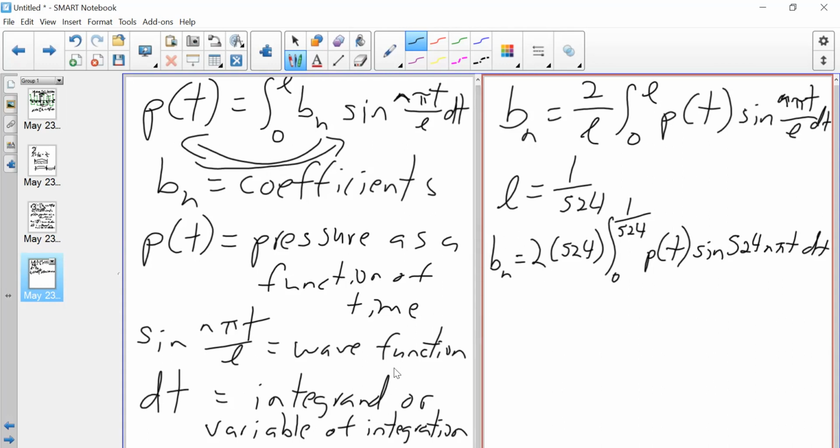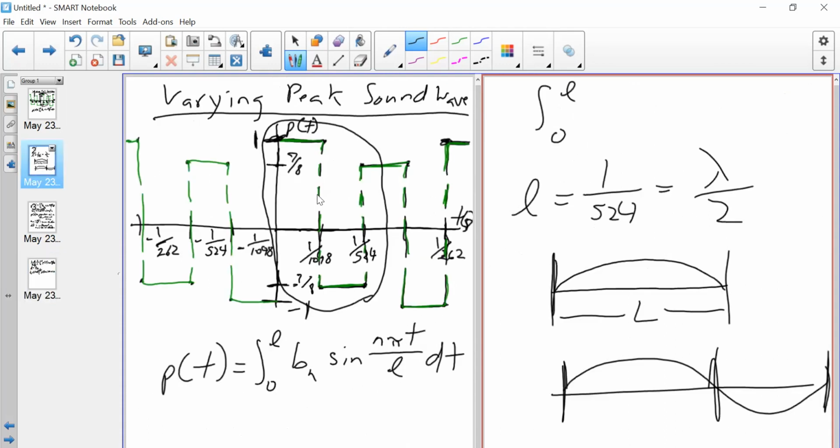Okay, so this part of the function describes the wave as it goes from 0 to 1. So we have 2 times 524, and that's the upper bound, or the highest part of this varying peak wave. So 2 times 524 is going to be 1048.